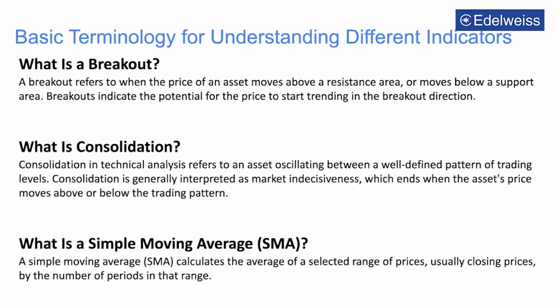What is a simple moving average? A simple moving average calculates the average of a selected range of prices by dividing it by the number of periods in the range.